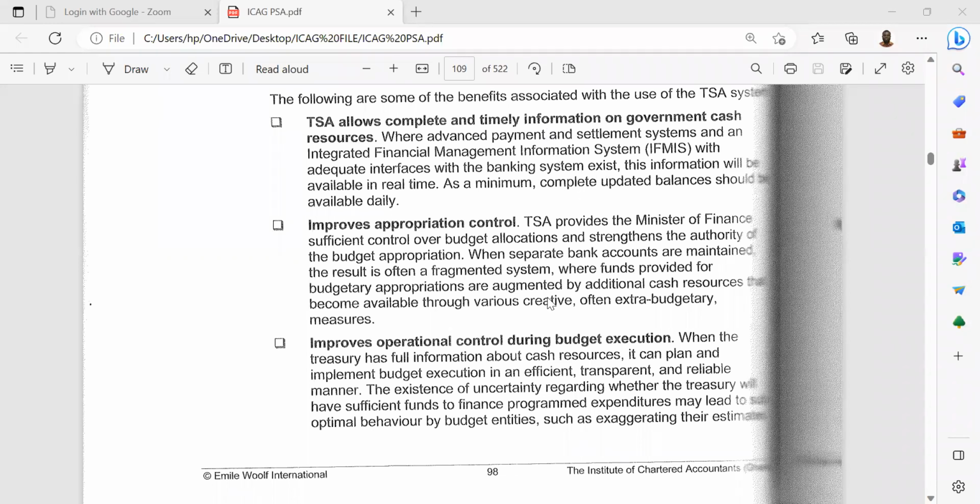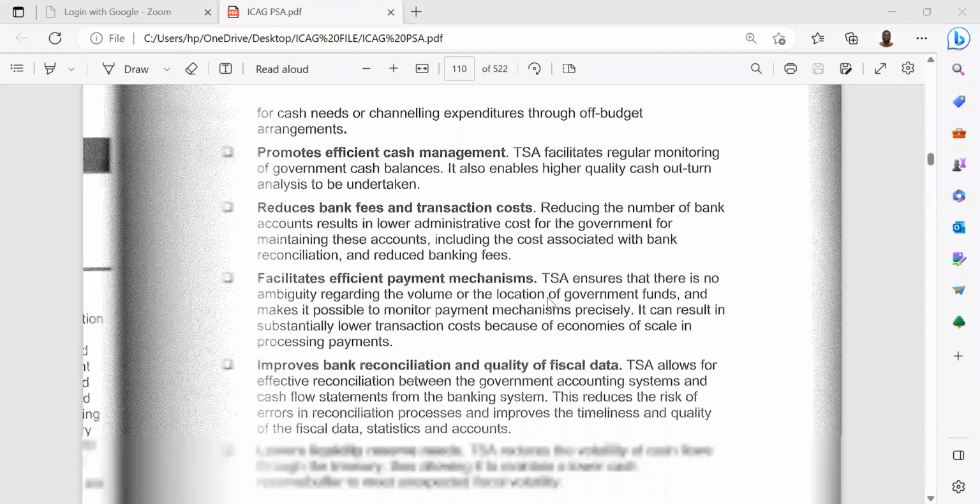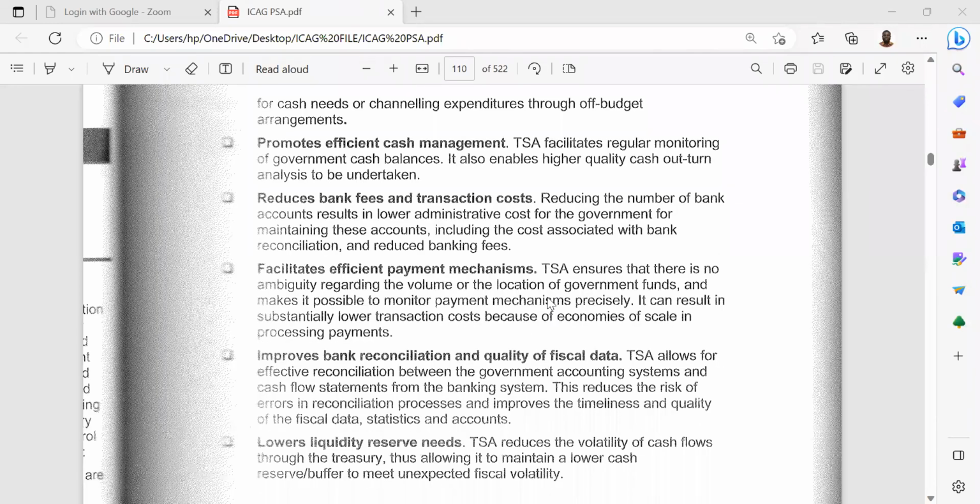Okay. The next point says that it promotes efficient cash management. This one is self-explanatory, I'm not going to explain. Next one, it reduces bank fees and transactional cost. How does that reduce bank fees and transactional cost? Don't read what is there. Tell me, how does the single treasury account reduce bank fees and transactional cost? How?